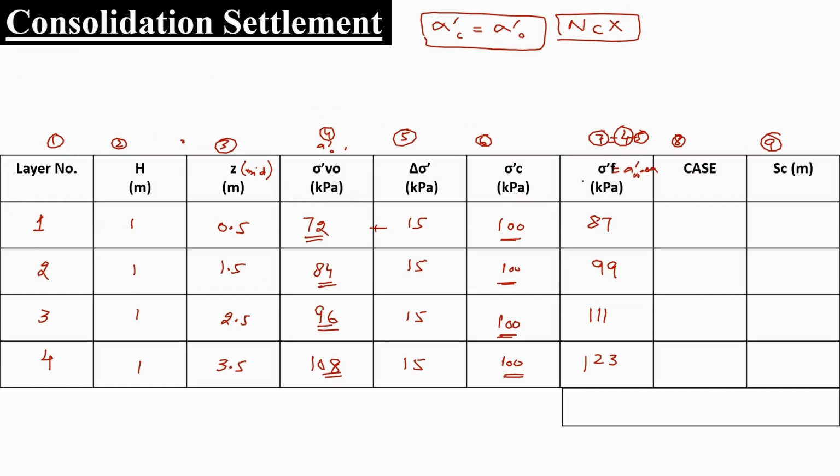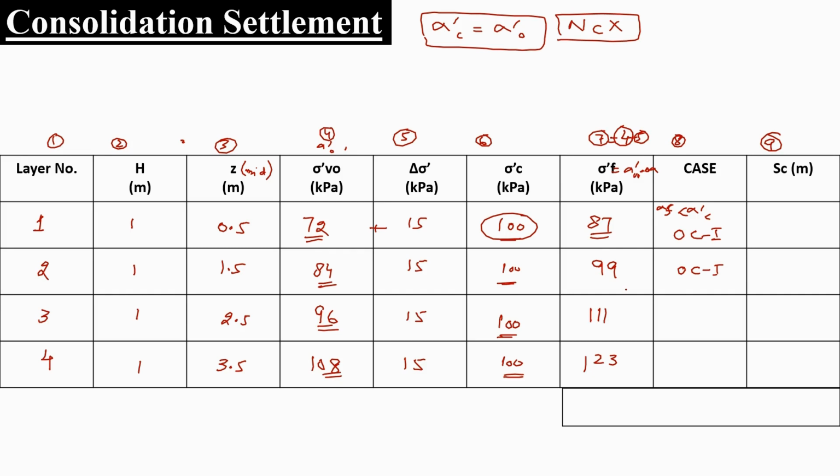See here, sigma prime F is less than sigma prime C. Sigma prime F is 87 and it is 100. So we will use the case number 1. OC, we will write OC1. Just write this OC1. And now again, sigma prime F is less than 100. So again, case is OC1.